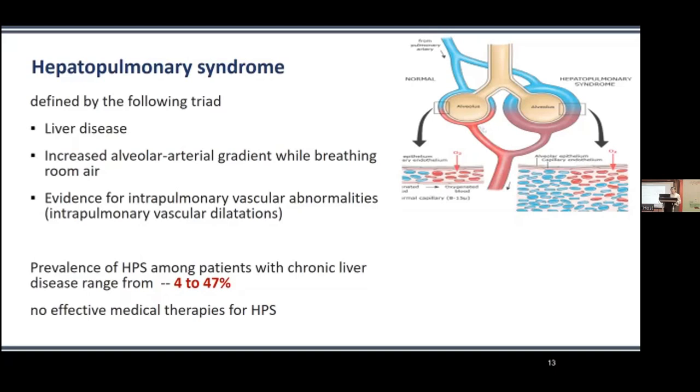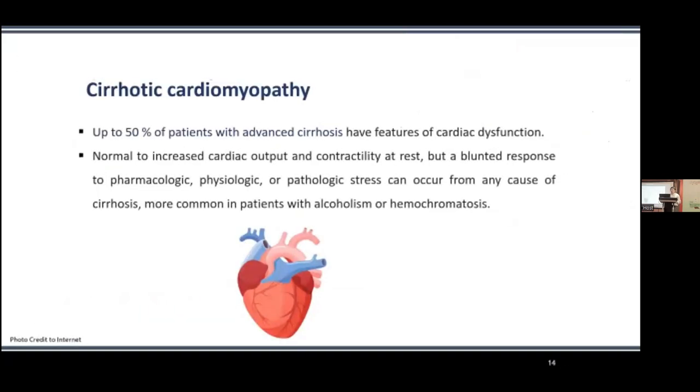The next is cirrhotic cardiomyopathy. Up to 50% of patients with cirrhosis have features of cardiac dysfunction. They may have a normal to increased cardiac output at rest, but a blunted response to pharmacologic, physiologic, and pathologic stress can occur in any cause of cirrhosis. It is more commonly seen in patients with alcoholism and patients with underlying hemochromatosis.